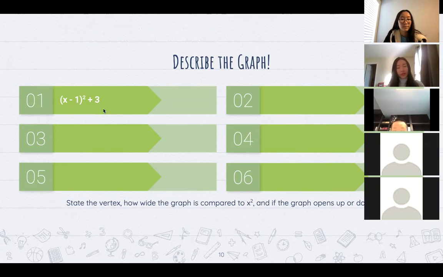So you're close. But what is the vertex? Like the point? 1, 3. You're right. Okay, so is it skinny or wide compared to our parent function? Wide. Actually, it's the same. That's also an option, because the A is 1. I just took a random guess. But yeah, if the A is 1, then it's just the same width as our parent function.